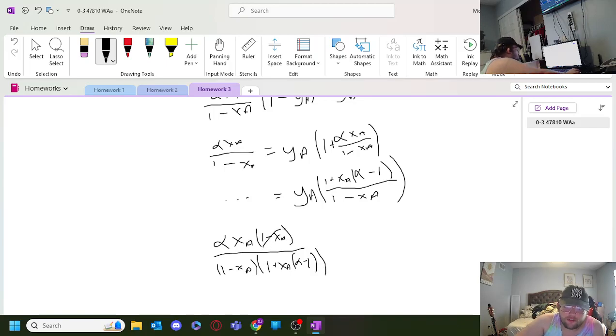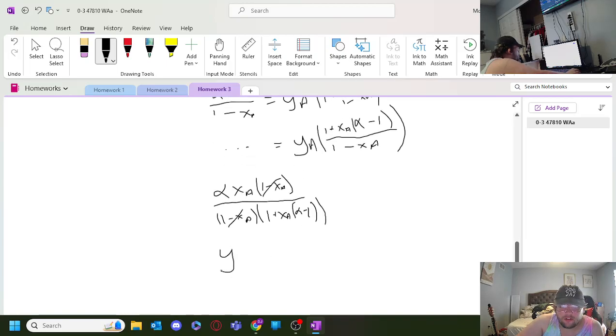Alright, and then if you notice, that cancels out, so we're only left with these two. So that means our function for YA is the volatility times the liquid mole fraction, all of that over 1 plus liquid mole fraction times alpha minus 1.